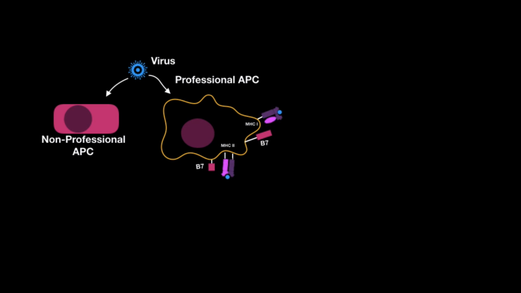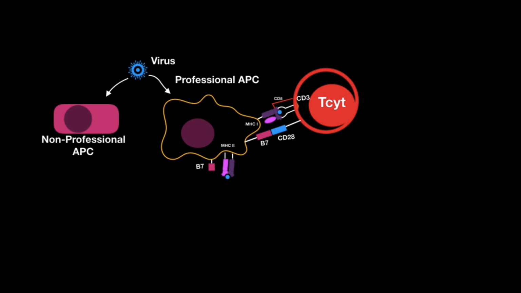Now remember, a T-cytotoxic cell has a TCR receptor, which includes the CD8, which binds to MHC class 1, and CD3, which induces an internal signal once it has bound. This is the first activation signal of the T-cytotoxic cell. The second signal is B7 binding to CD28. The third activation signal comes from a T helper cell 1.